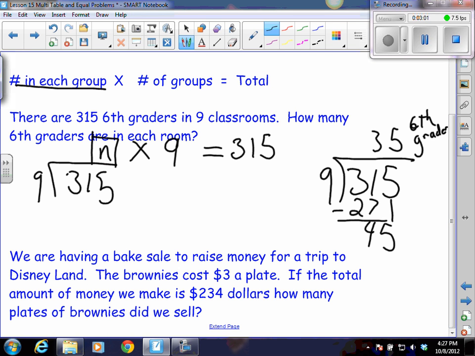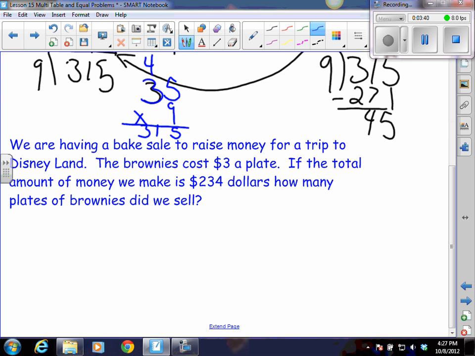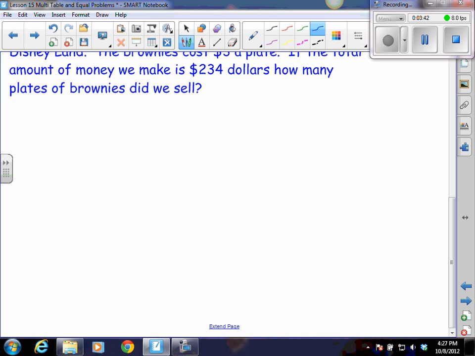in each room. And of course we can go back and double check that by plugging our 35 into our n here, which would mean our new problem is, I'm going to change colors just to see it a little bit better, 35 times 9. 9 times 5, 5, put the 4 up, 9 times 3 is 27, plus 4 gives us 31. And so we have our first example. We're going to try one more just so we can see how this all works together.